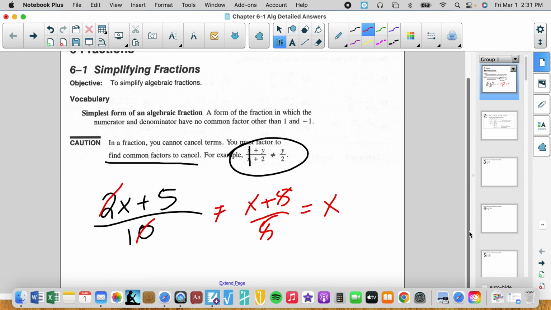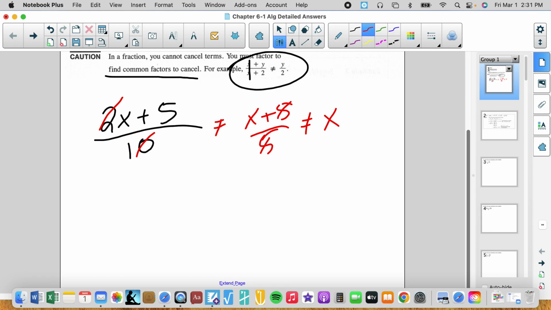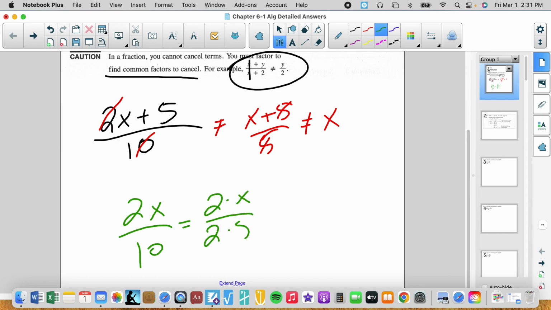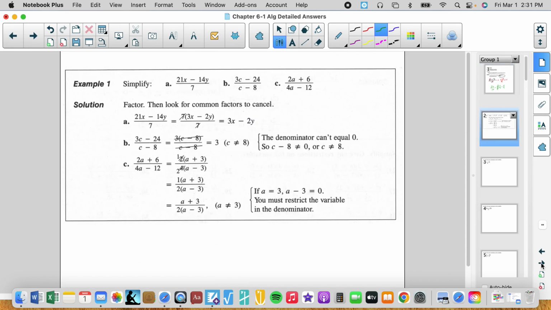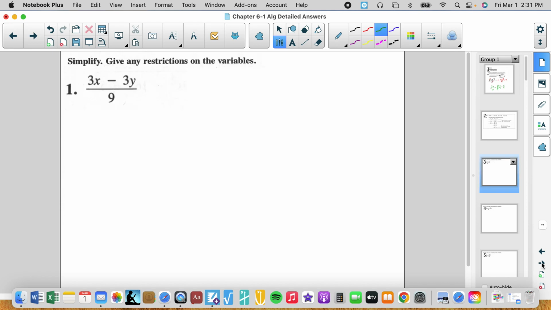So things that can cancel are things like 2x over 10, because that is 2 times x over 2 times 5, and then we can cancel those because it's multiplication and you end up with x over 5. So that's why they say you want to find a common factor. Factoring is turning it into multiplication, a product of two things. As you see in these examples, they're going to factor, then cancel, and simplify. So we'll go over a bunch of these.